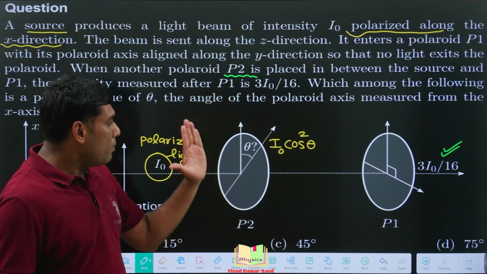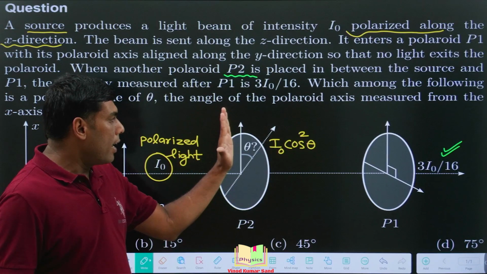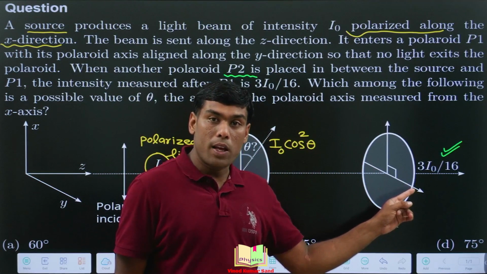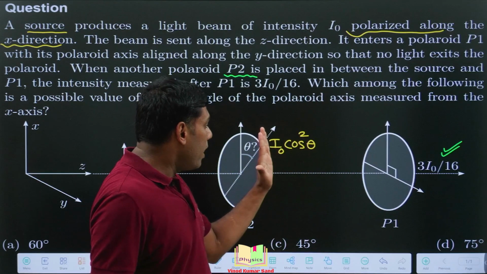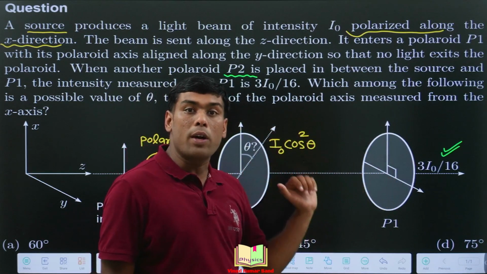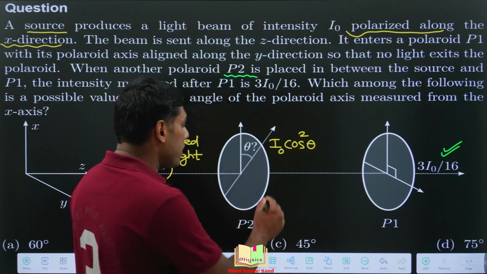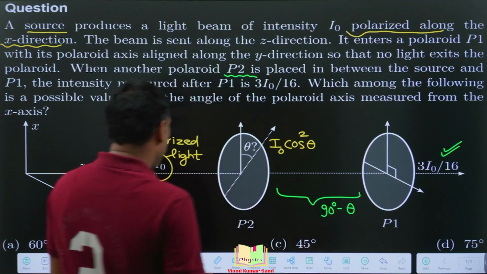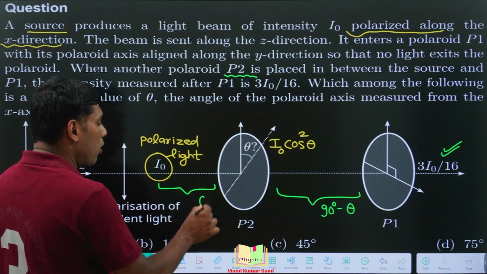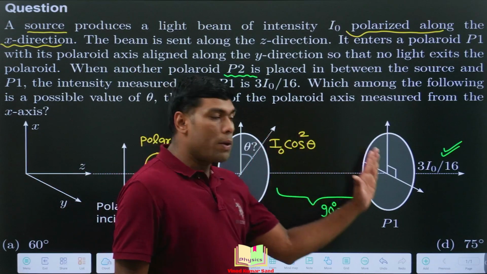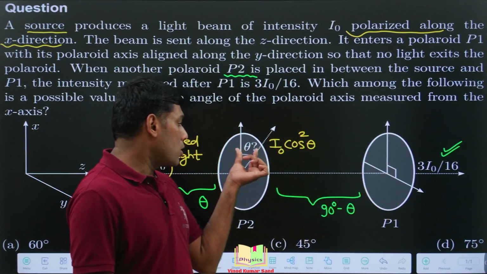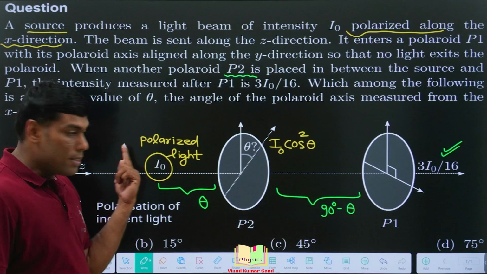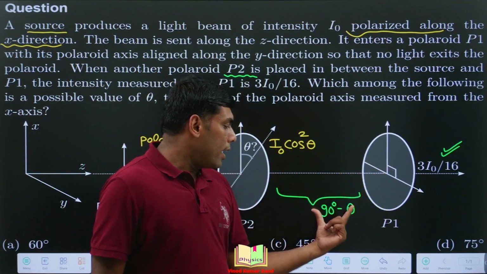Now we know that here the angle is theta with the x-axis and P1 was at 90° with the x-axis. So the angle between the axes of P1 and P2 will be 90° minus theta. Do you agree? Here, the angle between the source and this polarizer is theta. The angle between P1 and P2 is 90 minus theta, because P2 is at theta and P1 was making an angle of 90° with the x-axis, its pass axis.